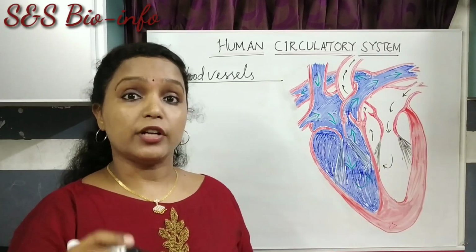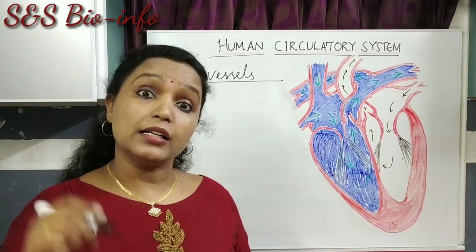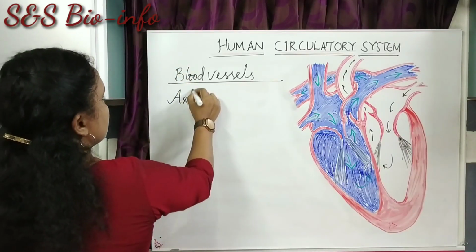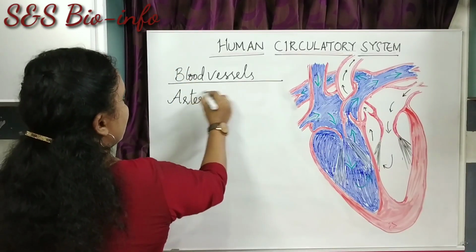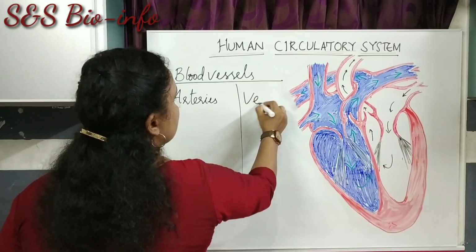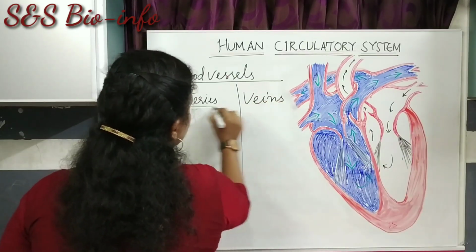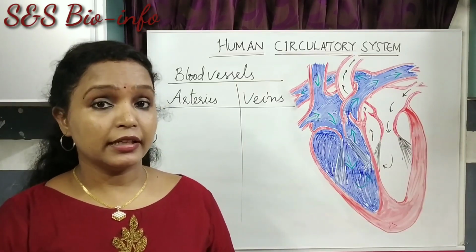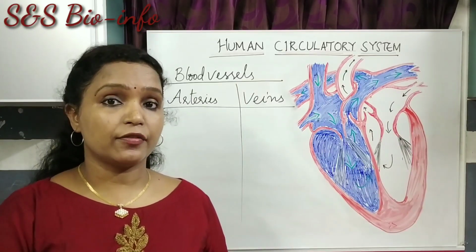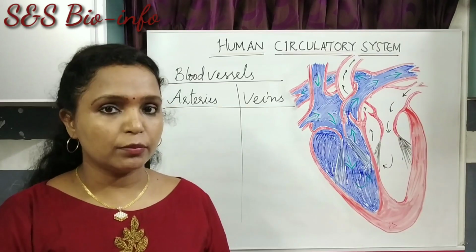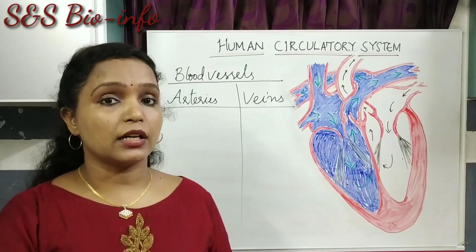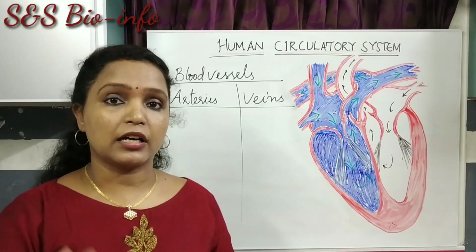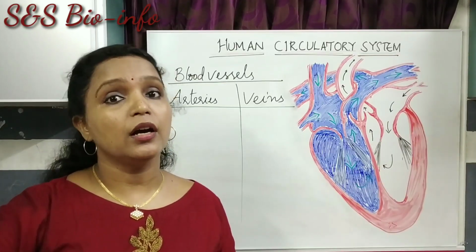There are mainly two types of blood vessels. They are arteries and veins. So arteries are the blood vessels that carry oxygen-rich blood from the lungs to different parts of the body, while the veins are the blood vessels that transport the deoxygenated blood, the carbon dioxide-rich blood from the body parts to the heart.